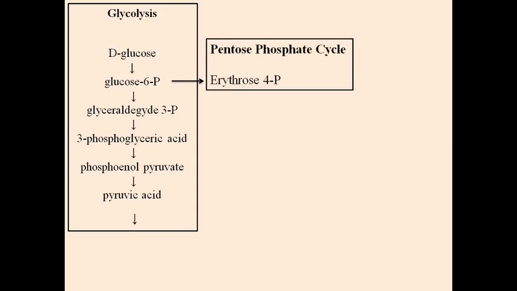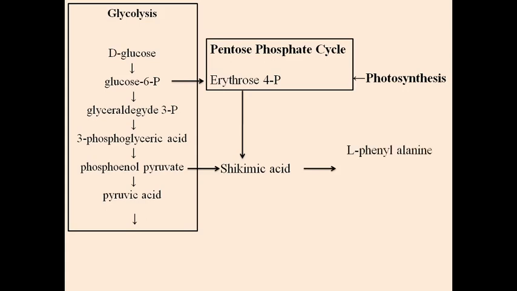It enters the pentose phosphate cycle, and it gets converted into erythrose 4-phosphate, and this erythrose 4-phosphate can also be obtained from photosynthesis. And this erythrose 4-phosphate along with phosphoenol pyruvate gets converted into shikimic acid, especially by plants. And shikimic acid can be used to make L-phenylalanine, L-tyrosine and L-tryptophan, and these are aromatic amino acids especially produced by plants.